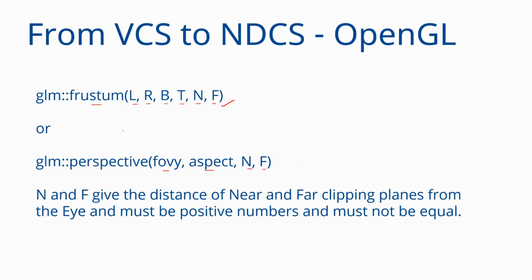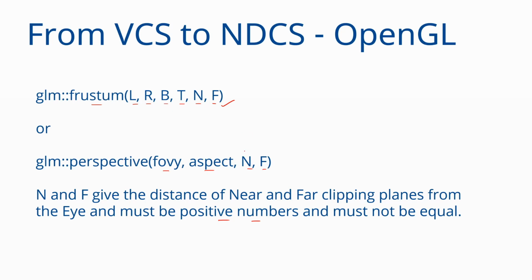So what is the difference between these two? glm::perspective considers that L is equal to R and T is equal to B, whereas glm::frustum gives you the option of choosing different L and R and different T and B. Okay, N and F give you the distance of the near and the far clipping planes from the eye, and they must be positive numbers, right? Internally, the near plane is placed at (0, 0, -N) and the far plane at (0, 0, -F), as we did with our derivation. And N and F must not be equal.